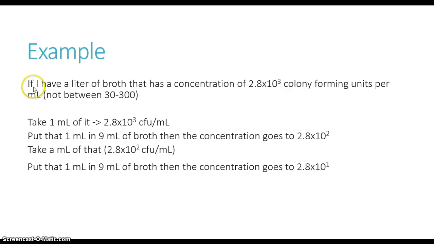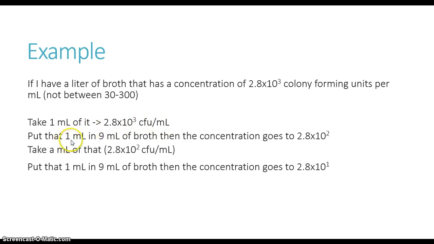So for example, if I have a liter of broth that has a concentration of 2.8 times 10 to the third colony forming units per milliliter, that's CFU per ml, that number right here is not between 30 and 300. And so what you can do is you can take 1 milliliter of it. In that 1 milliliter, the concentration is still 2.8 times 10 to the third CFU per ml.